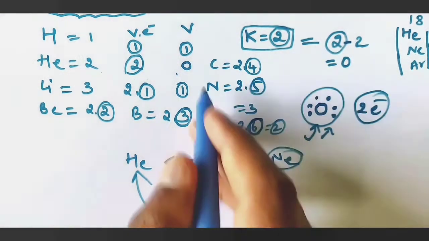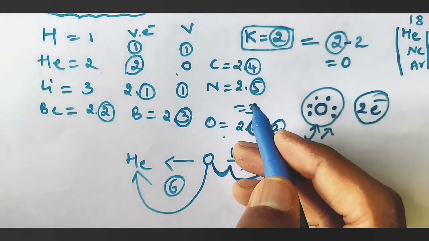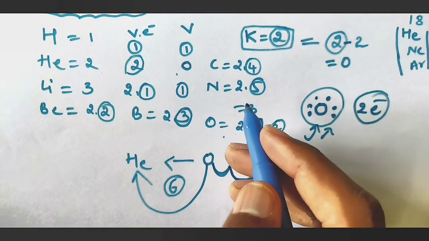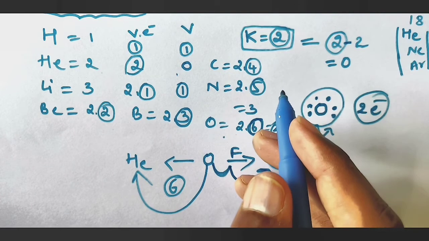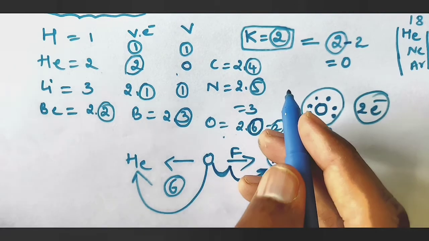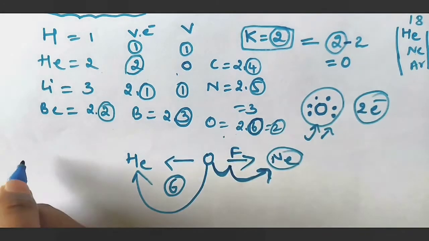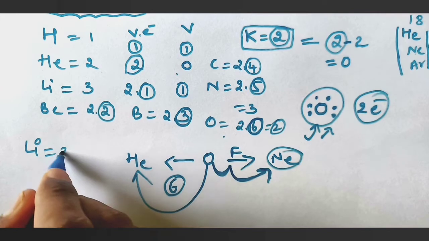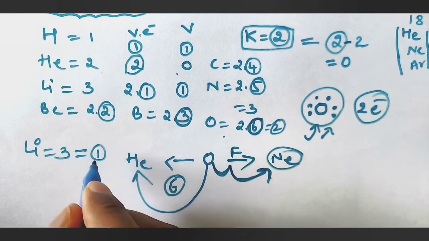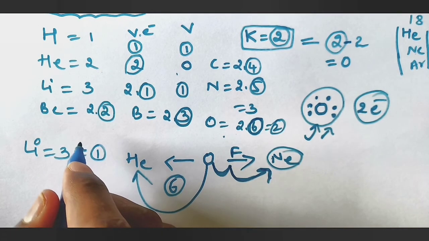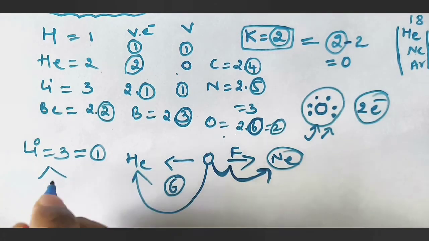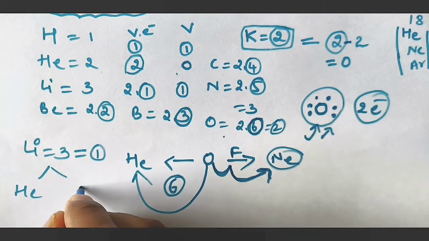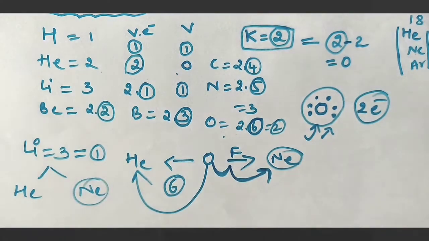Whatever the valencies you are seeing over here, the atoms will either lose electrons, share them, or gain electrons to become stable. For example, lithium. Its atomic number is 3, hence its valency will be 1. Valency 1 means its nearest noble gas is helium. Neon is far away.